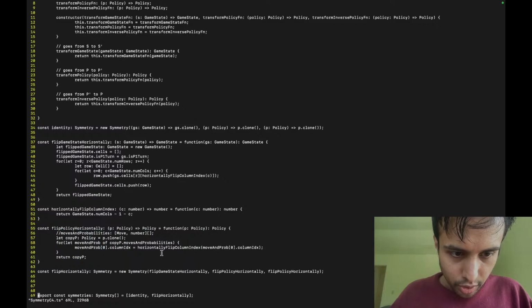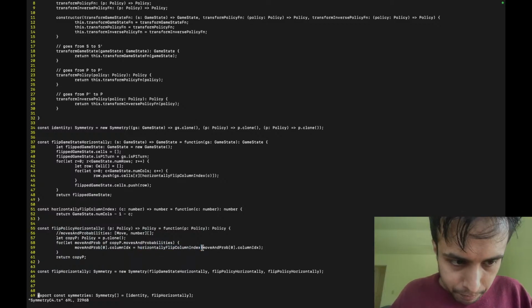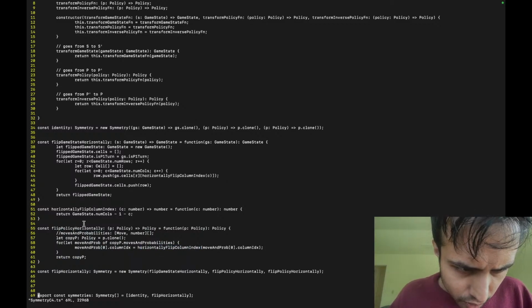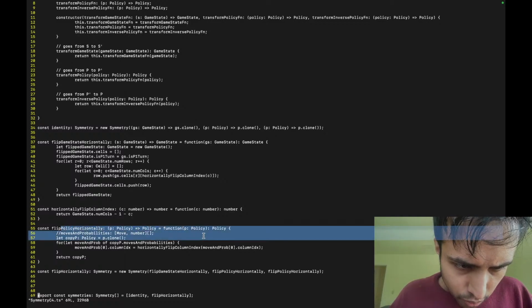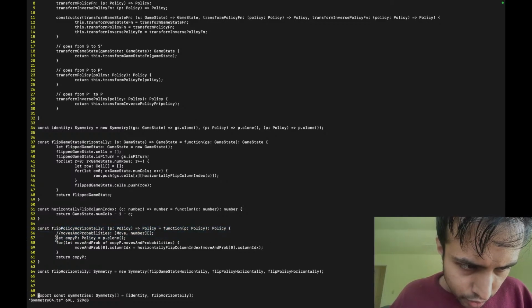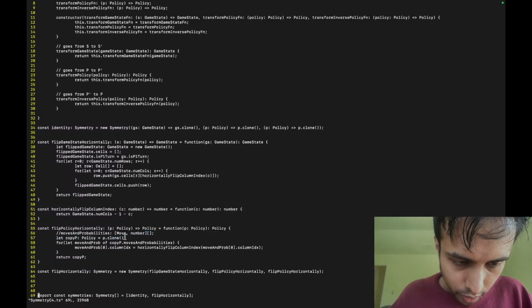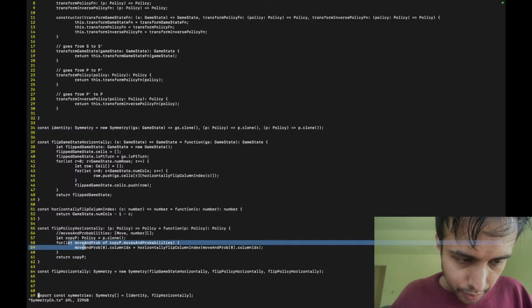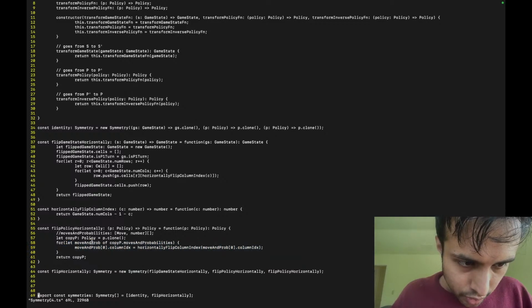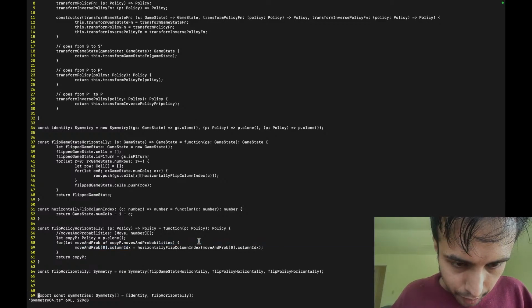Now the policy is also using this helper function, so let's see what it does. When you flip a policy horizontally, the first thing you're doing is taking a copy of the policy. Okay, that's fair. I know we have that support. We saw that last stream in the identity transformation. And then we iterate over all the moves and probabilities. And what we're doing here is taking the move.column index and flipping it, right?